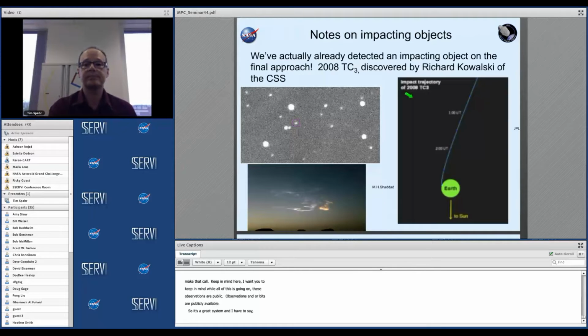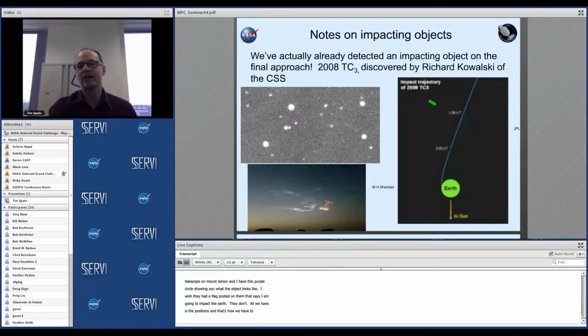So, to give you some notes on impacting objects, we've already detected objects on an incoming trajectory on their final approach. And the first of these was an object called 2008 TC3, discovered by my good buddy Richard Kowalski of the Catalina Sky Survey. He was using the 1.5 meter telescope on the top of Mount Lemmon for the discovery, and I've included an image here. This little purple circle is showing you what the object looks like, and I wish they had a little flag posted on them that said, "I'm going to impact the Earth." They don't. All we have is the positions, and that's how we've got to do the work.